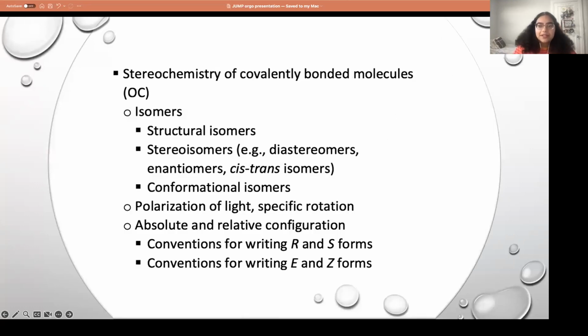There's a lot of practice available online, searching up and just trying to guess what the molecule is or getting more information about the molecule. The next section we're going to look at is stereochemistry.